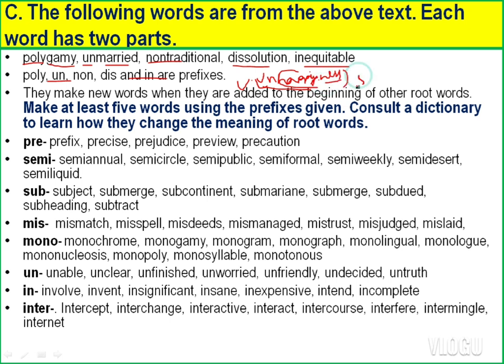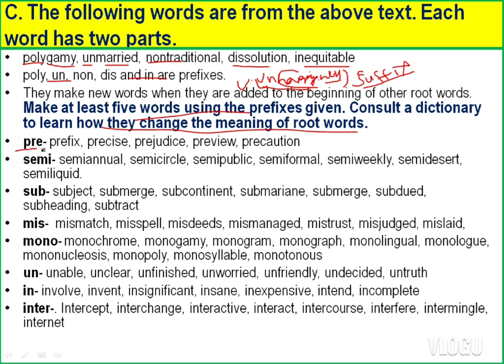यसलाई हामीले suffix भन्ने गर्छौं. So here you have to know that if something added initially, यदि कुनै पनि चीज अगाडि added गरिएको छ भने त्यो prefix. If something is added finally पछाडितिर added गरिएको छ भने we call it suffix. So here the concern is prefix. Make at least 5 words using the prefixes given. Consult a dictionary and learn how they change the meaning of the root words.